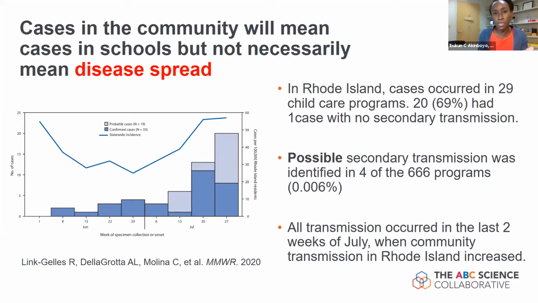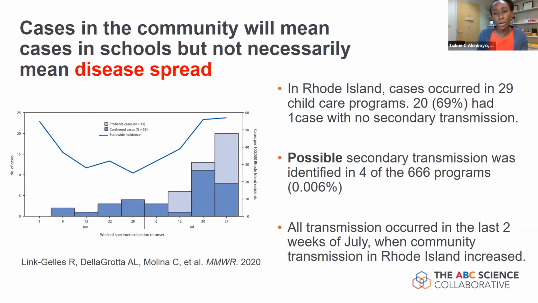So most of these places had masking involved in their precautions and also distancing. But all of the transmission that they saw occurred in the last 2 weeks of July as they were seeing increased community spread. And it was called possible transmission because sometimes it's hard to know if this was exactly from the school, but it was attributed to the school or childcare setting.